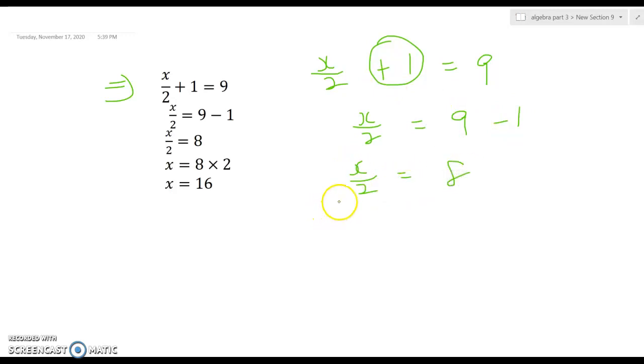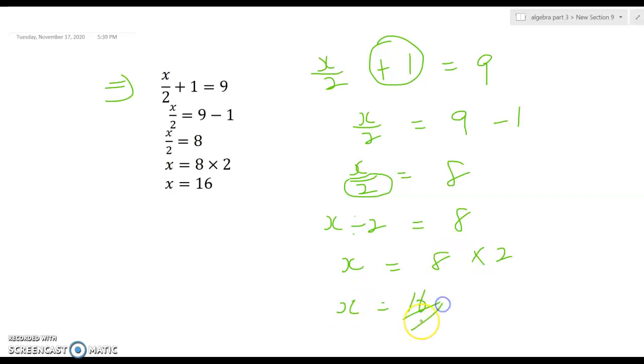Now we want to carry across our division by 2 here. Remember, this is x divided by 2. Right? So it becomes 8 multiplied by 2. x is 16. Very, very simple. And again, with practice, you will get it.